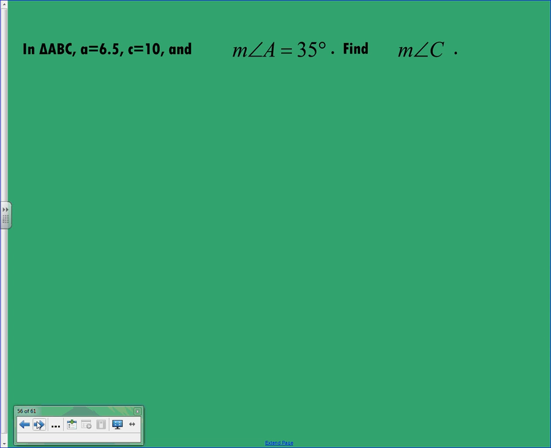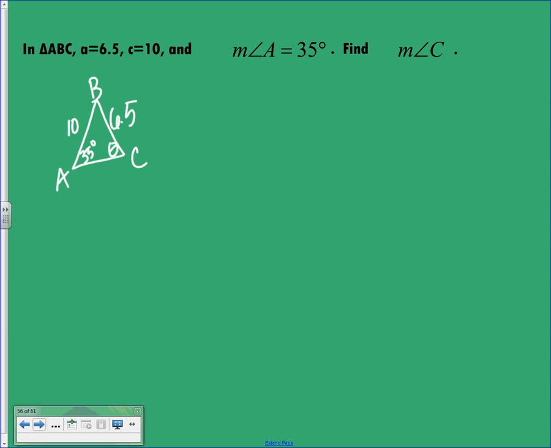Okay, so let's take a look at some of our story problems here. So in triangle ABC, oh, back to triangles. You're so excited. So I've got A, B, C. Little a is 6.5. So little a, if you remember, goes across from big angle A. So that would make this one 6.5. Little c would be across from side C. So that would make this part 10. And the measure of angle A is 35 degrees. And I want to find the measure of angle C.